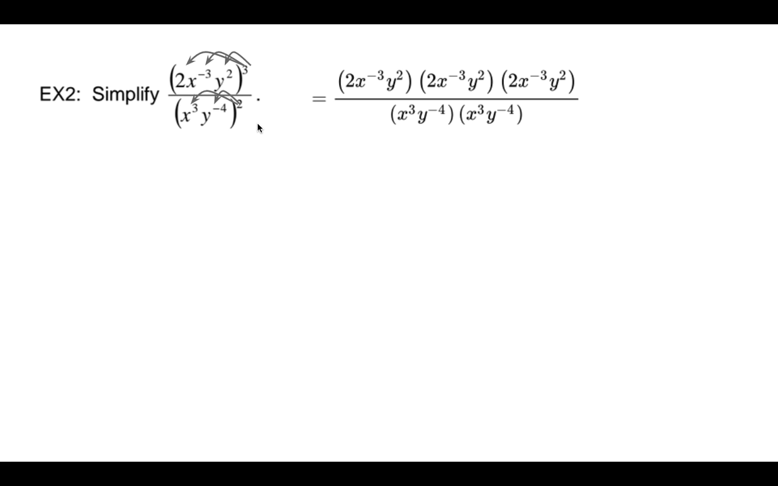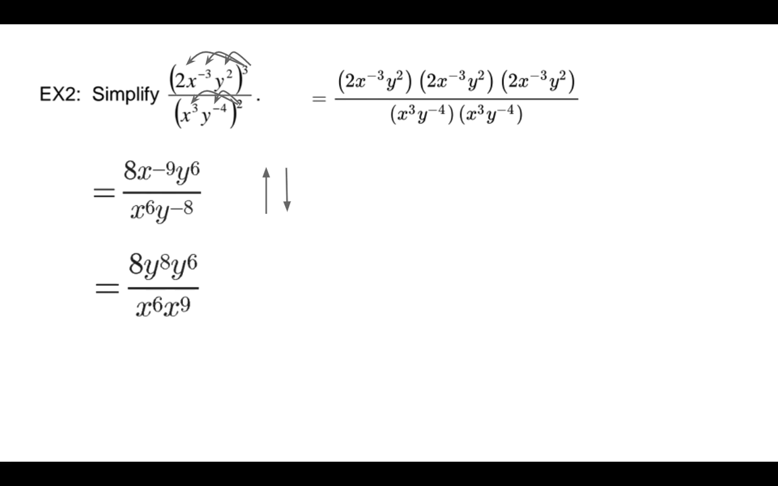Similarly, the x cubed twice and the y to the negative 4 twice. So we actually end up with 8x to the negative 9, y to the 6, and x to the 6, y to the negative 8. Doing that slide, we can slide the x to the negative 9 down, the y to the negative 8 up. Notice that 8, y to the 6, and x to the 6 do not slide. They do not have negative exponents. And then we can combine like terms. We got 14 y's and 15 x's. Okay, and some practice.